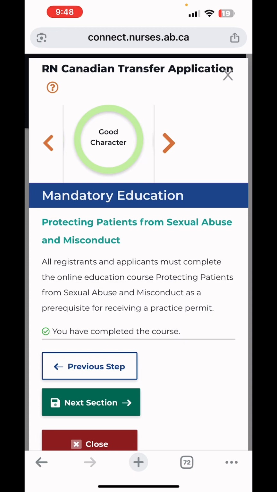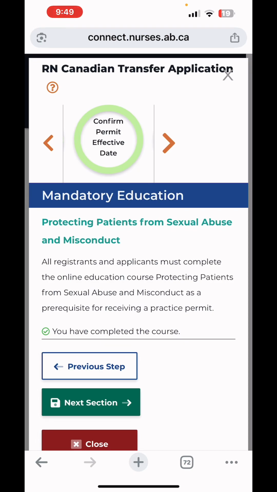Next is good character. That is also a type of question and answer where they will ask you about your character, like have you pleaded guilty or been found guilty of any criminal offense inside Canada, or has your license been denied, revoked, cancelled, or suspended. These types of questions. You just need to say yes or no.